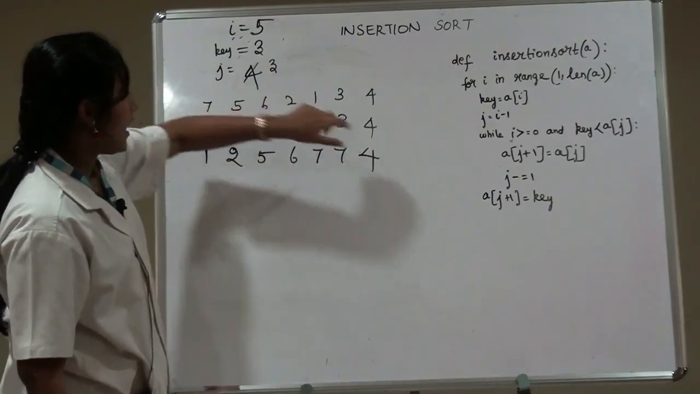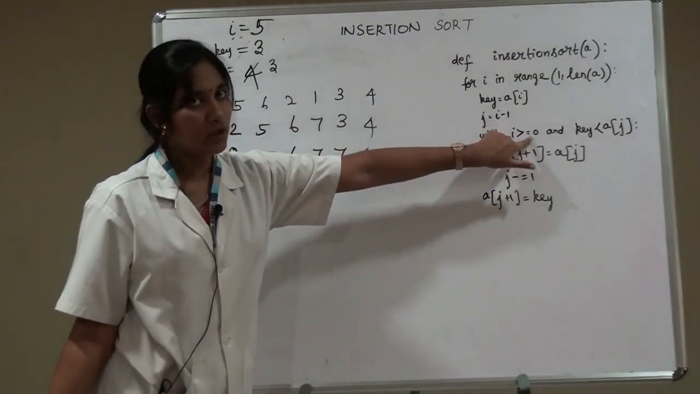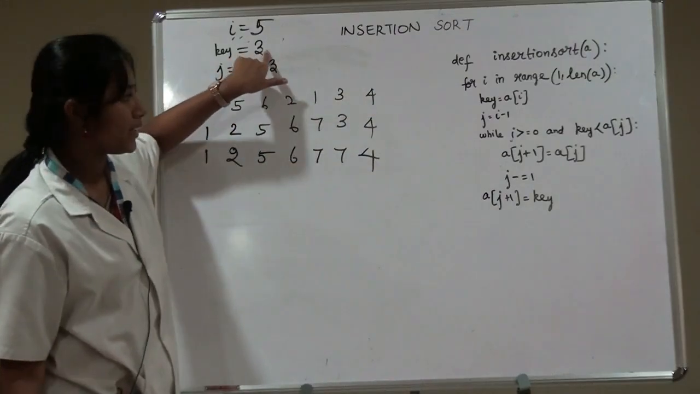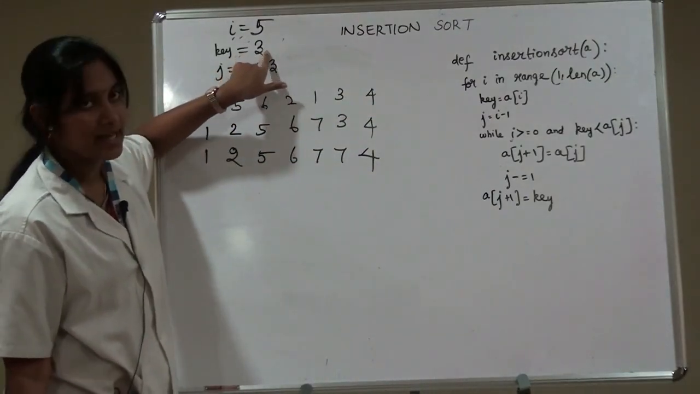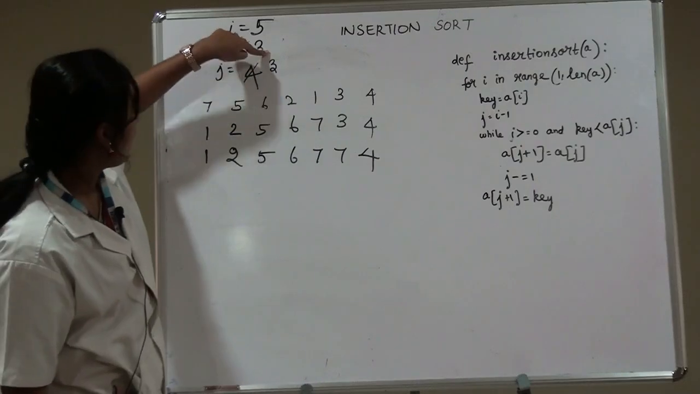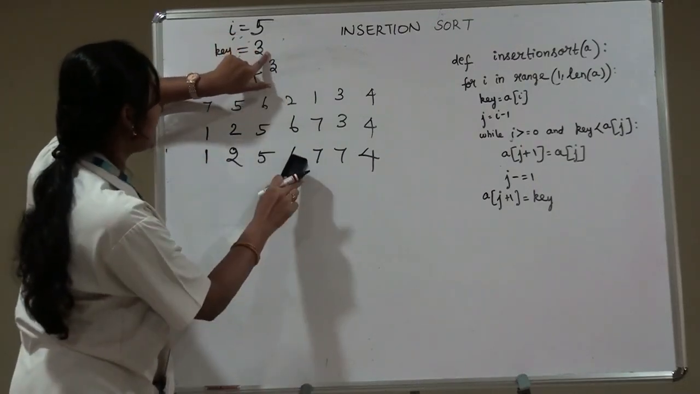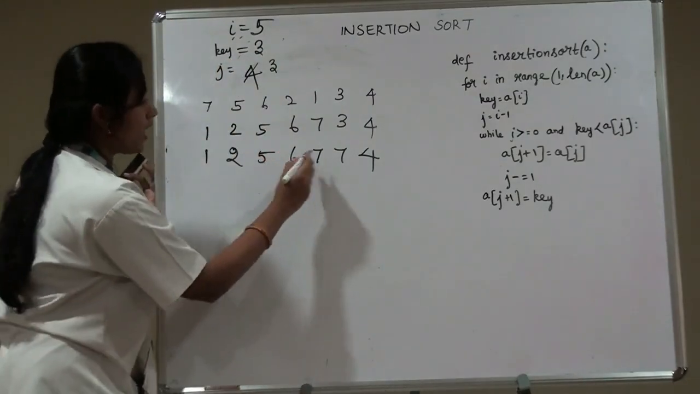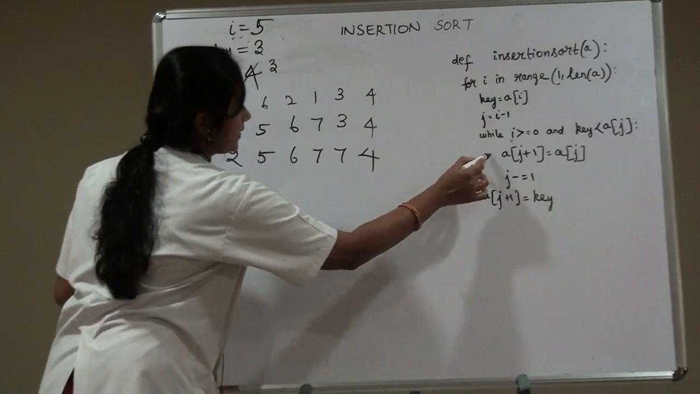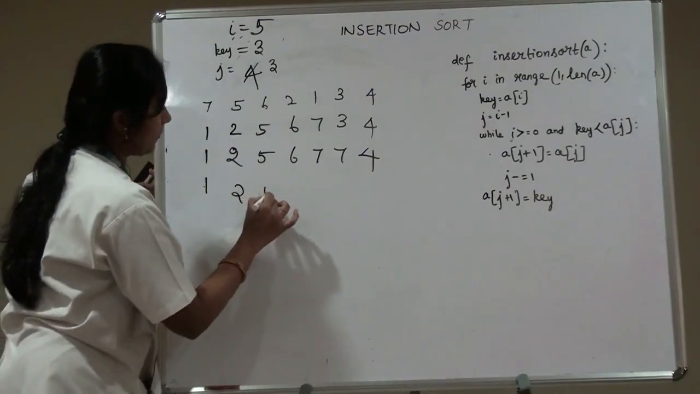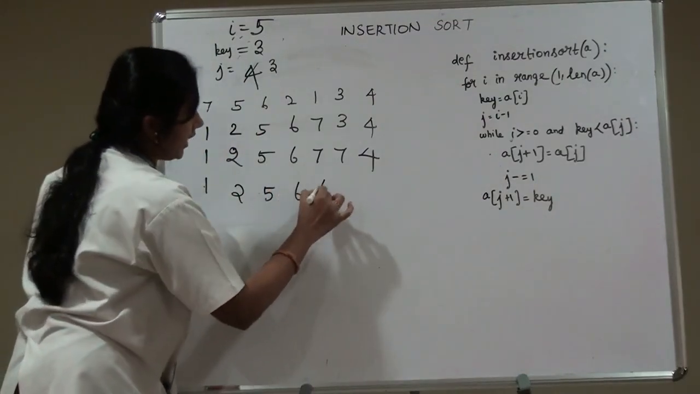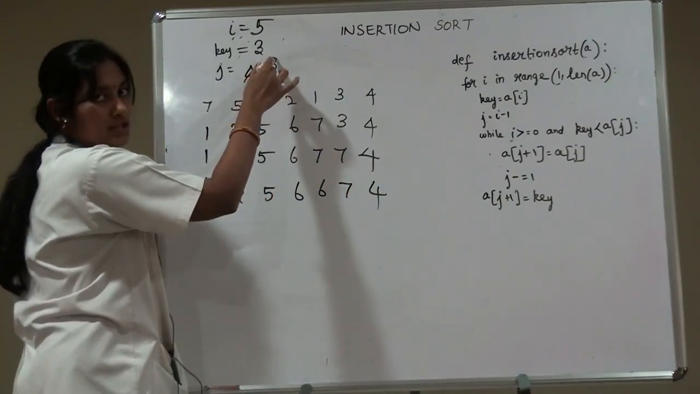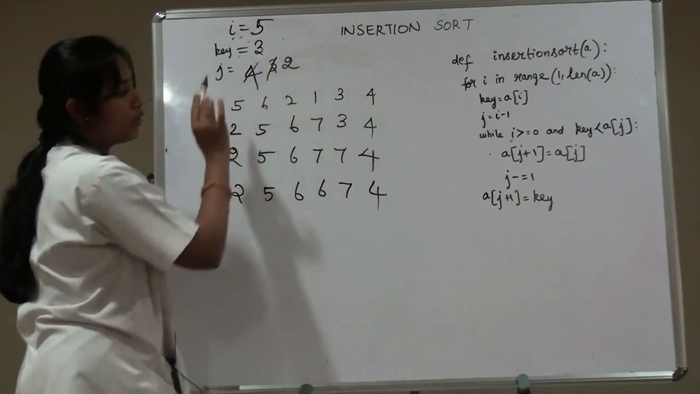Now again I am checking the condition j greater than or equal to 0. So condition is satisfied. After that I am checking for the key. Key is less than a of j. So what is j? J is 3. A of j is 6. So my key is less than this. So what should I do? I should move this here while executing this statement. So what will happen? I will get something like this. After that I will decrement my j. So my j will become 2 now.